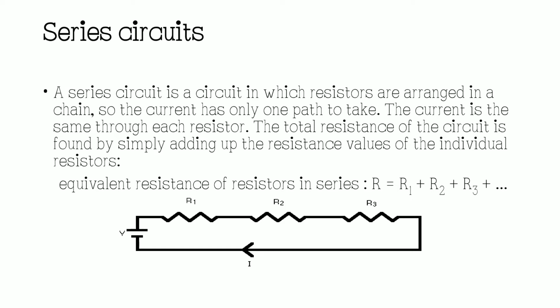The total resistance of the circuit is found by simply adding up the resistance value of individual resistors. For example, if R is the total resistance, then it will be the sum of R1 plus R2 plus R3 and so on for this particular circuit.